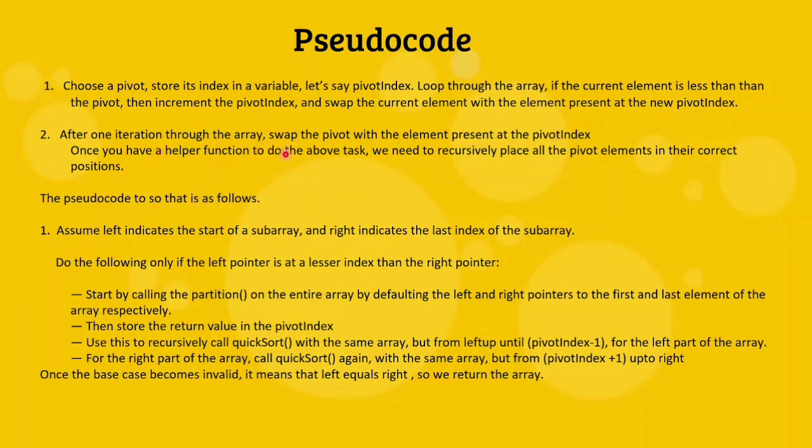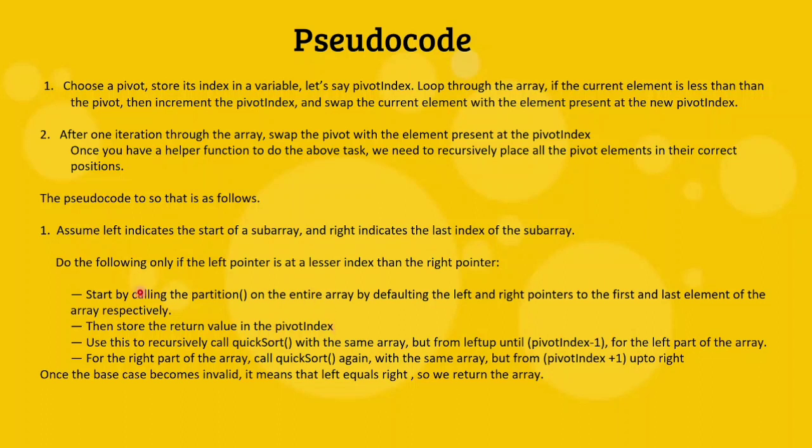Once you have the helper function for the above task, we need to recursively place all the pivot elements in their correct positions. But how will our helper function work? Assume left indicates the start of the subarray and right indicates the last index of the subarray. Do the following only if the left pointer is at a lesser index than the right pointer. In the first call, start by calling the partition on the entire array, defaulting the left and right pointers to the first and last indices of the array respectively. Then store the return value in the pivot index.